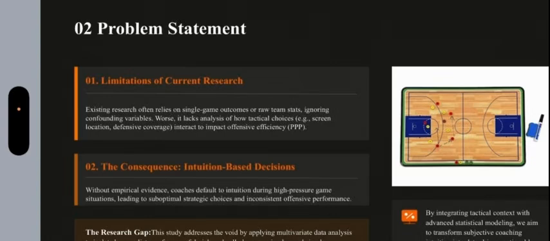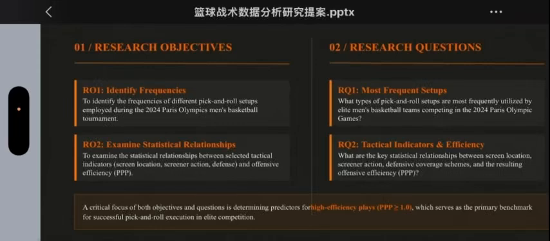This research uses a motif analysis to identify key factors that determine successful pick and roll plays. To resolve the above problems, I set three research objectives: one, identify the frequency and distribution of different pick and roll types set up in the 2024 Paris Olympics. Two, examine the statistical correlation between tactical indicators and offensive efficiency. Three, confirm significant predictors of high-efficiency pick and roll outcomes.